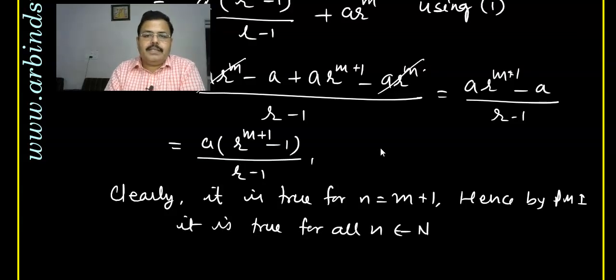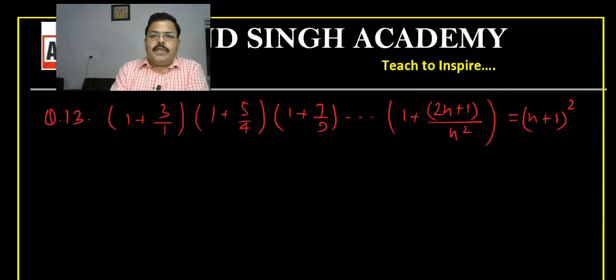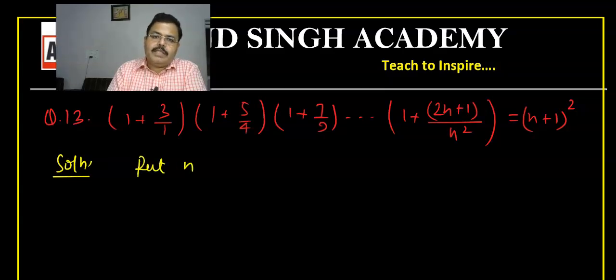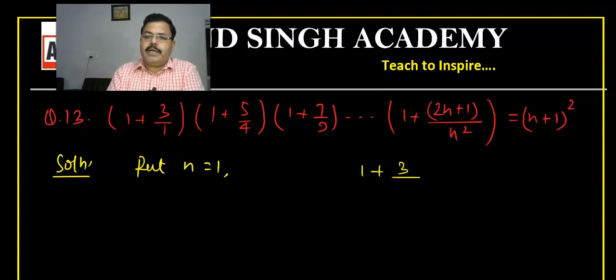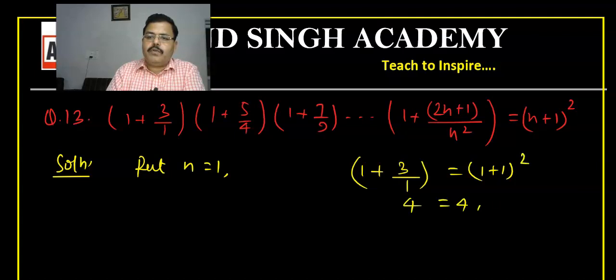I can write it like this. Okay, next question is question number 13, and the solution of this can be written as: put n is equal to 1. For n is equal to 1, n is here only in this step only. So what will happen? 1 plus 2 into 1, 2 plus 1, 3, divided by 1 square is 1. So that will be 4. And here it will be 1 plus 1 whole square. So 4 is equal to 4, which is true.